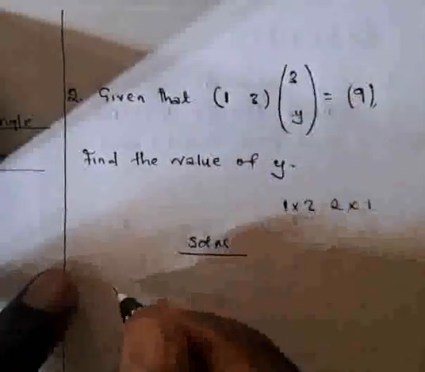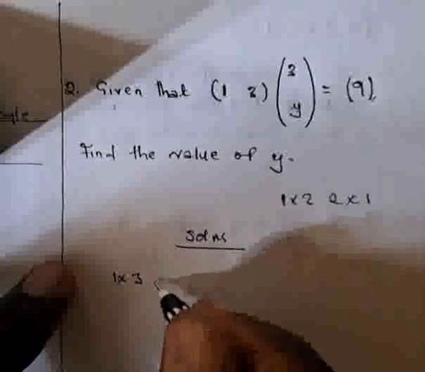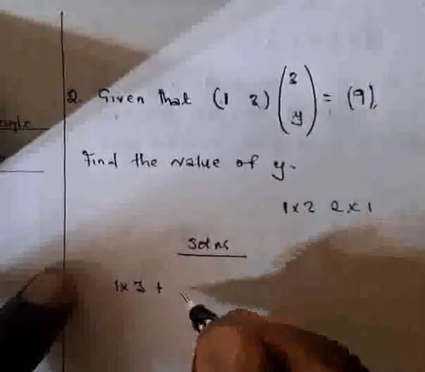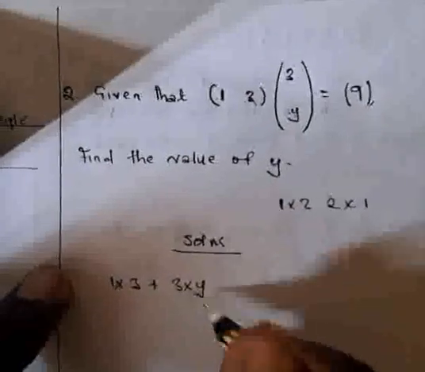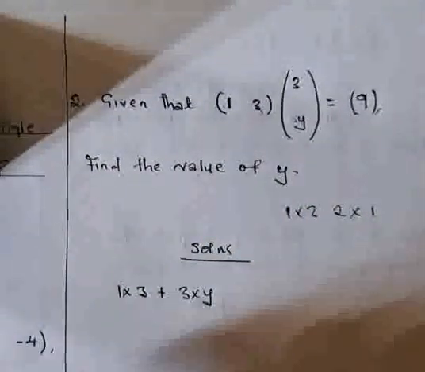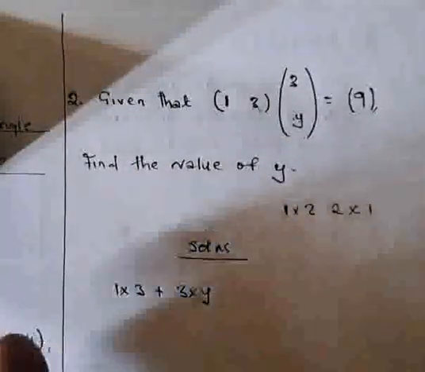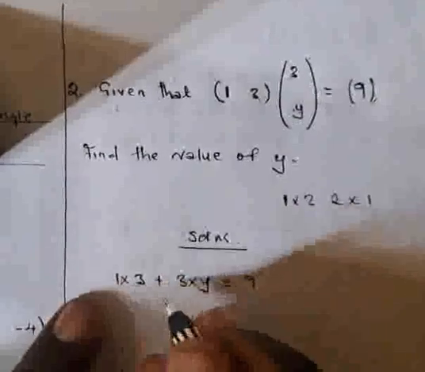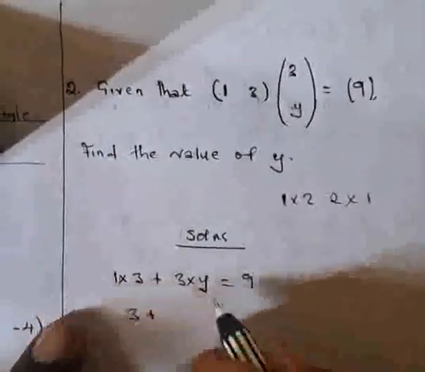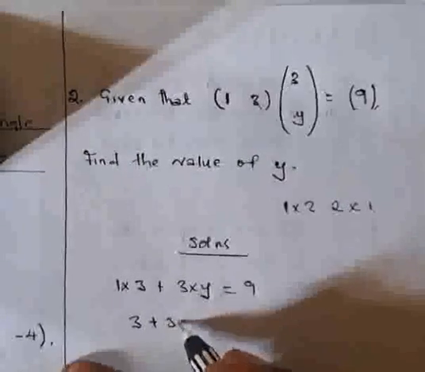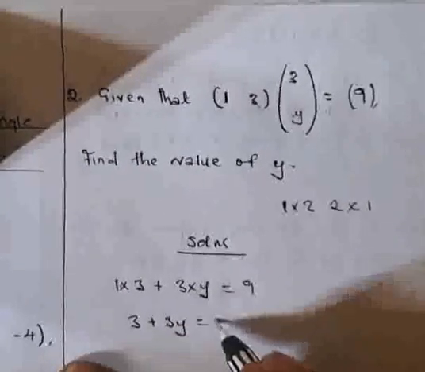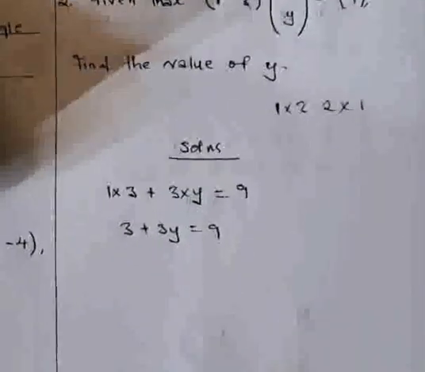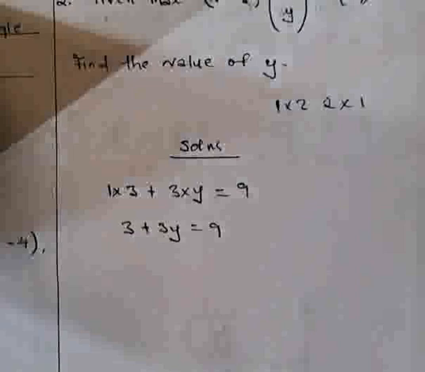So we'll have 1 times 3 plus, right, 3 times y. 3 times y. Yeah, that's how the answer is going to be. But they're saying after we find the answer is what? Is 9. So this one is going to give us 3 plus, what is 3 times y? 3y is equal to 9. We have an equation kind of, isn't it?